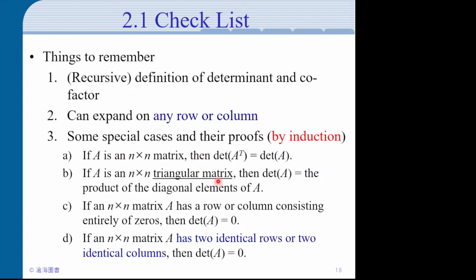First, the determinant of A transpose is equal to the determinant of A, which is basically just rearranging elements. Also, the determinant of a triangular matrix is equal to the product of its diagonal. Then we have pretty obvious properties: if A has any row or column that's all zeros, then the determinant of A is 0. And if A has 2 identical rows or columns, then the determinant of A is also 0.